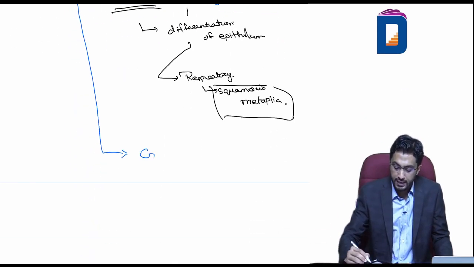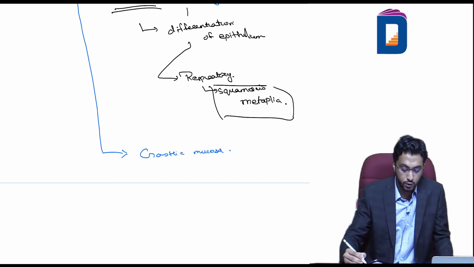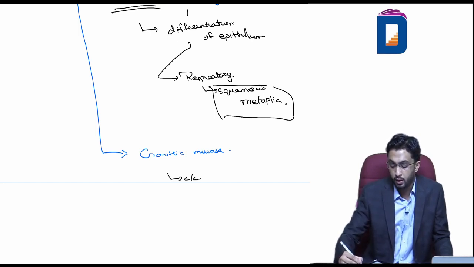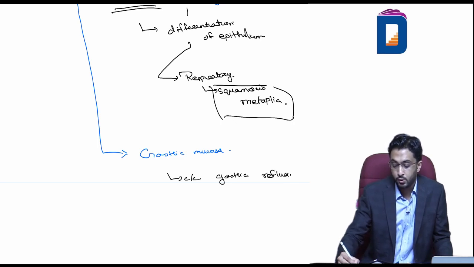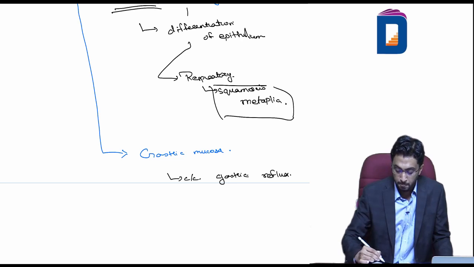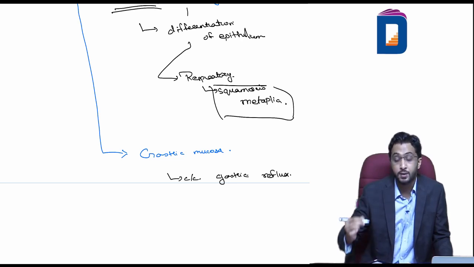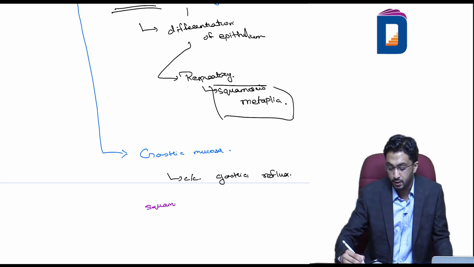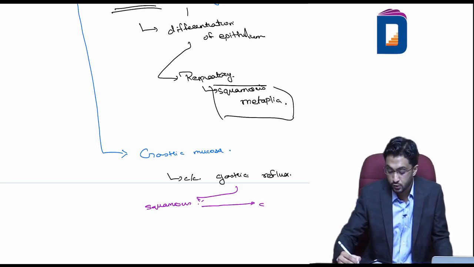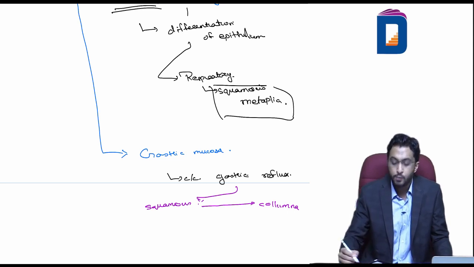No. In case of gastric mucosa, in those patients who have chronic gastric reflux, GERD, chronic gastroesophageal reflux disease, what happens is that the squamous epithelium, stratified squamous epithelium, becomes columnar, stratified columnar. So it's the exact opposite. So you have to note three examples here.